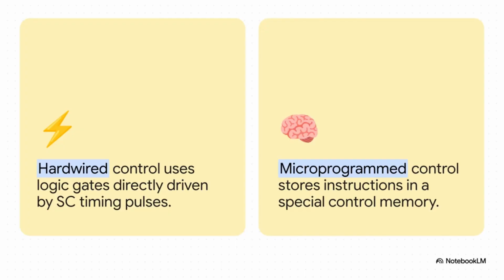But who actually conducts this whole orchestra? Well, that brings us to timing and control. That sequence counter we mentioned generates timing pulses, T0, T1, T2, and so on, giving the entire computer a heartbeat. Now, we can control the machine's actions in two ways. Hardwired control physically wires logic gates together to drive these pulses. It's incredibly fast, but it's totally inflexible. Microprogrammed control, on the other hand, stores instruction sequences in a special internal control memory, which makes it way easier to update or change later on.